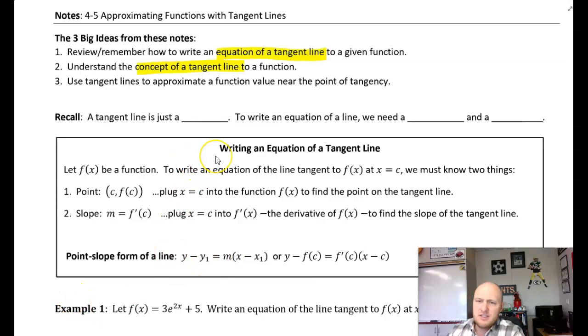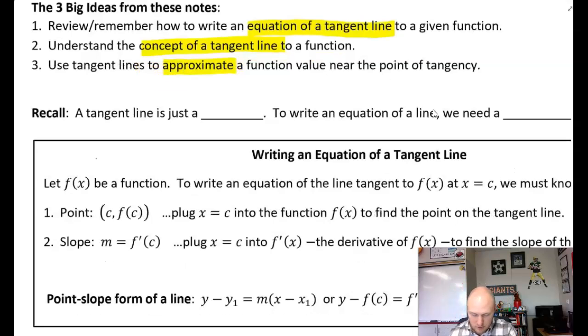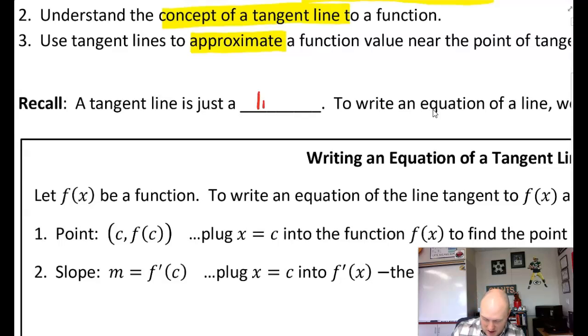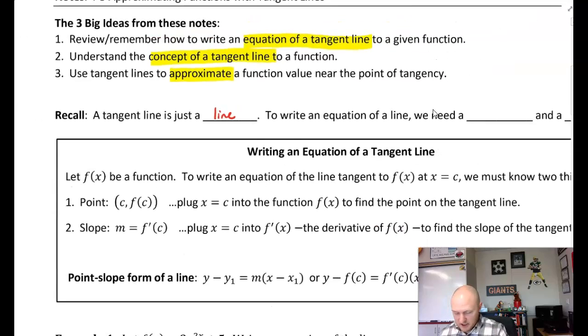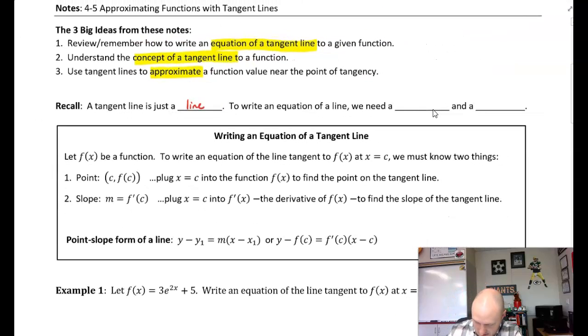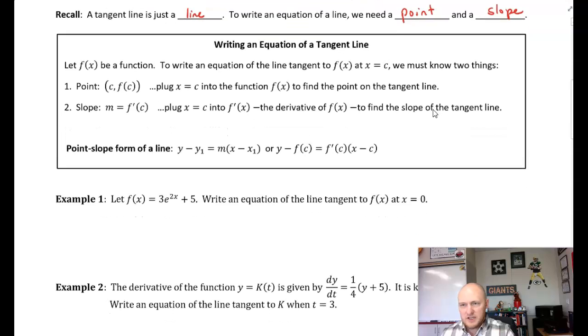And then what we'll do with this is we will use the tangent lines to approximate a function value near the point of tangency, okay? And that's the main outcome of this lesson. Now, it's very important to remember that a tangent line is just a line. That is all it is. And in order to write the equation of a line, we need two things. What is it? Yes, a point and a slope. We need a point and a slope, and for our purposes it's going to be the derivative when we are looking at a function.